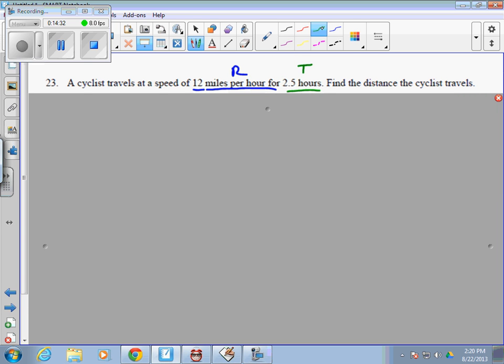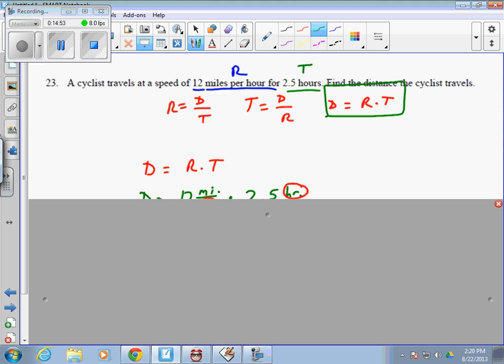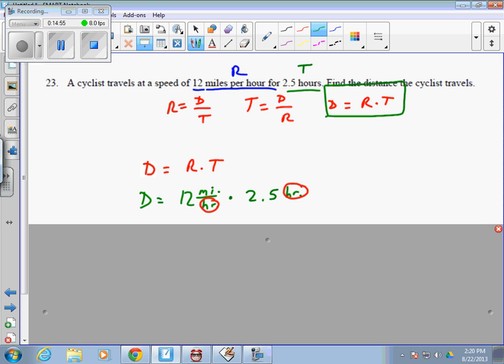23 says a cyclist travels at a speed of 12 miles per hour for 2.5 hours. Find the distance the cyclist travels. So we're looking for D. Now we have 3 different forms of this formula. Rate equals distance over time. Time equals distance over rate. The other one is distance equals rate times time. It says find the distance, so we have to use that one. So distance equals rate times time.